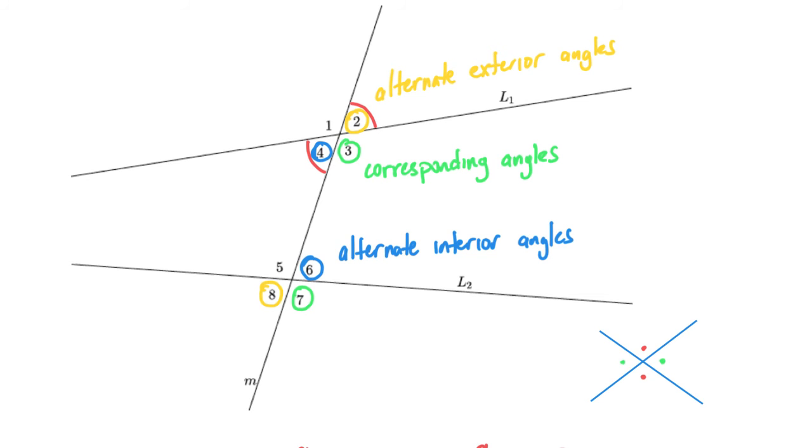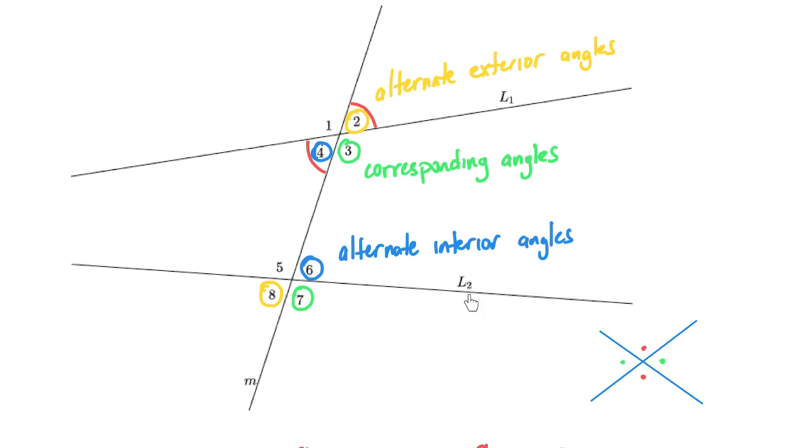Again, it's because they're alternate because one is on either side of the transversal, and they're exterior because they're outside of these lines that cross. So 2 and 8 are alternate exterior. 1 and 7 are also alternate exterior.